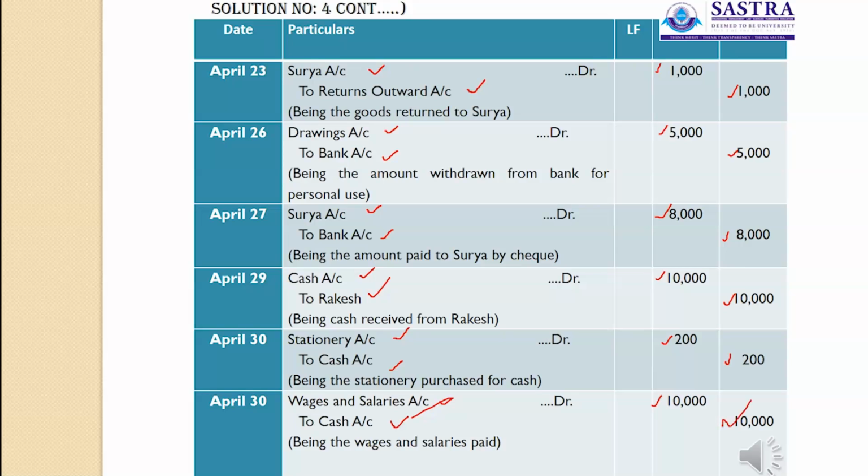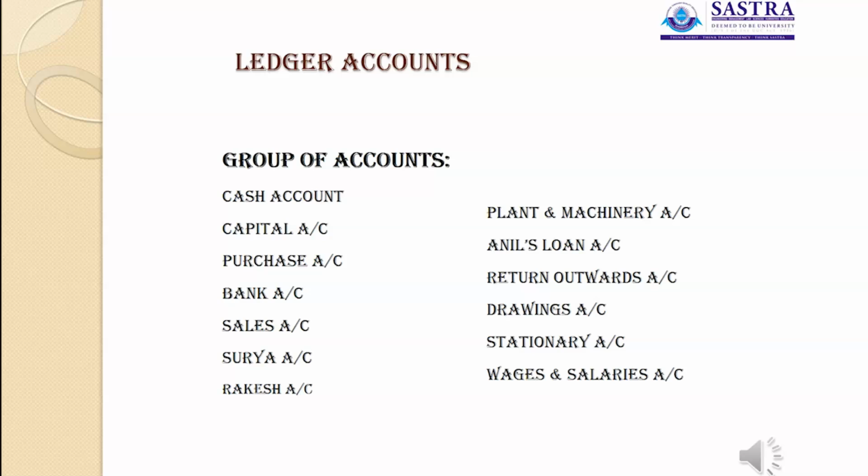Okay. So these are the different transactions. These transactions are entered in the book of journal. Then the next one is we have to prepare the ledger accounts. So what accounts are prepared? Here the first one is cash account, capital account, purchase account, bank account, sales account, Surya account, Rakesh account, plant and machinery account, Anil's loan account, return inwards and outwards account, drawings account, stationery account, and the last one is wages and salaries account. So these are the group of accounts.